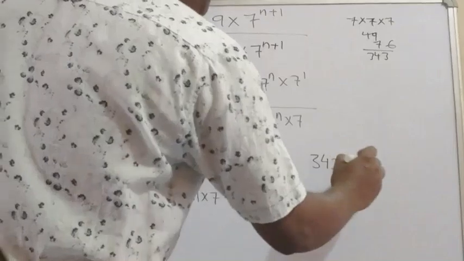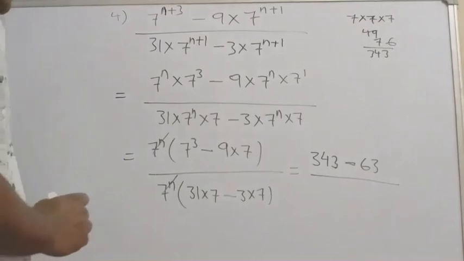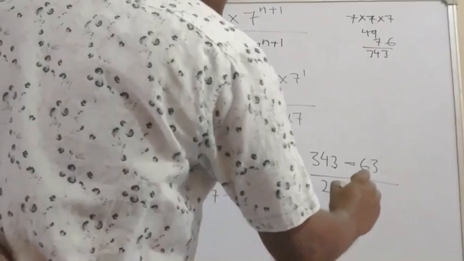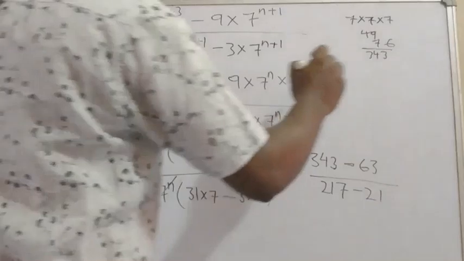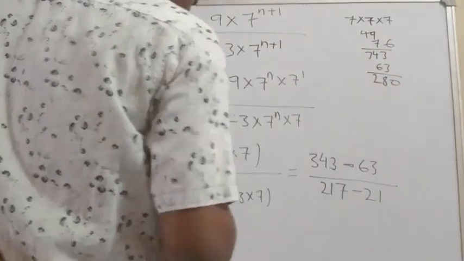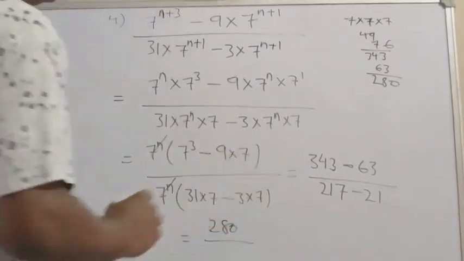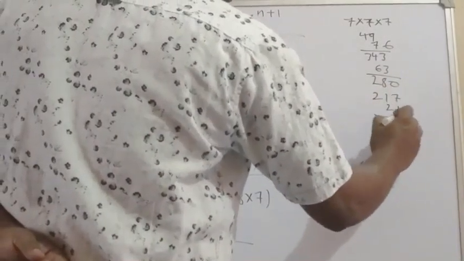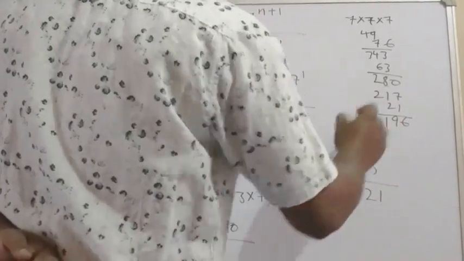minus 9 into 7, 63. 31 into 7, 217 minus 21. So 343 minus 63 is 280. 280 divided by 217 minus 21. 217 minus 21 is 196.